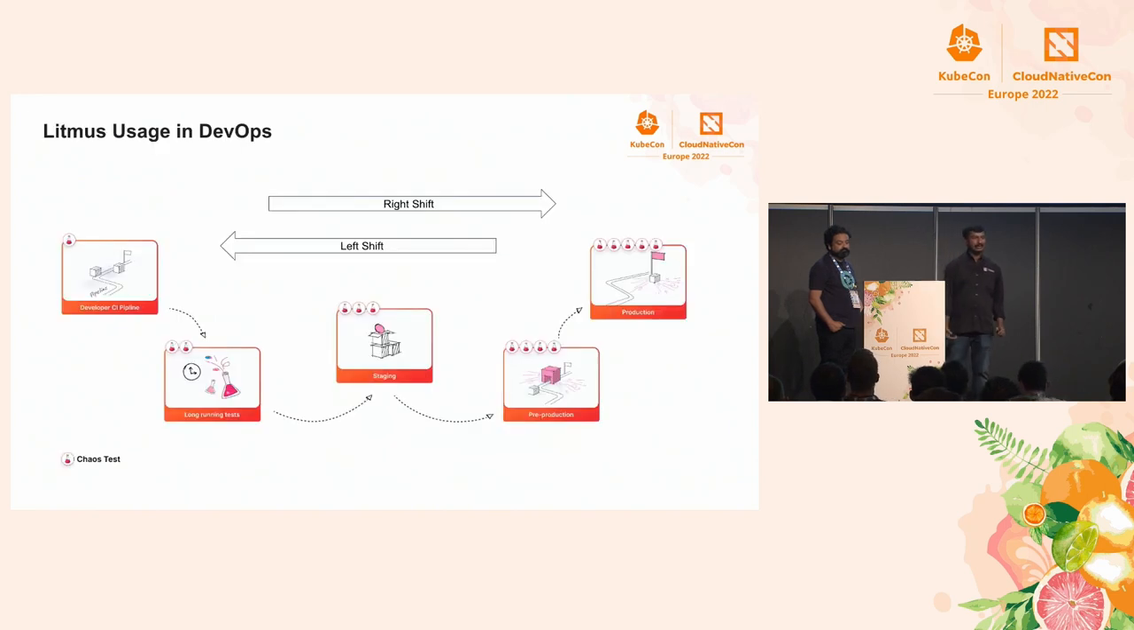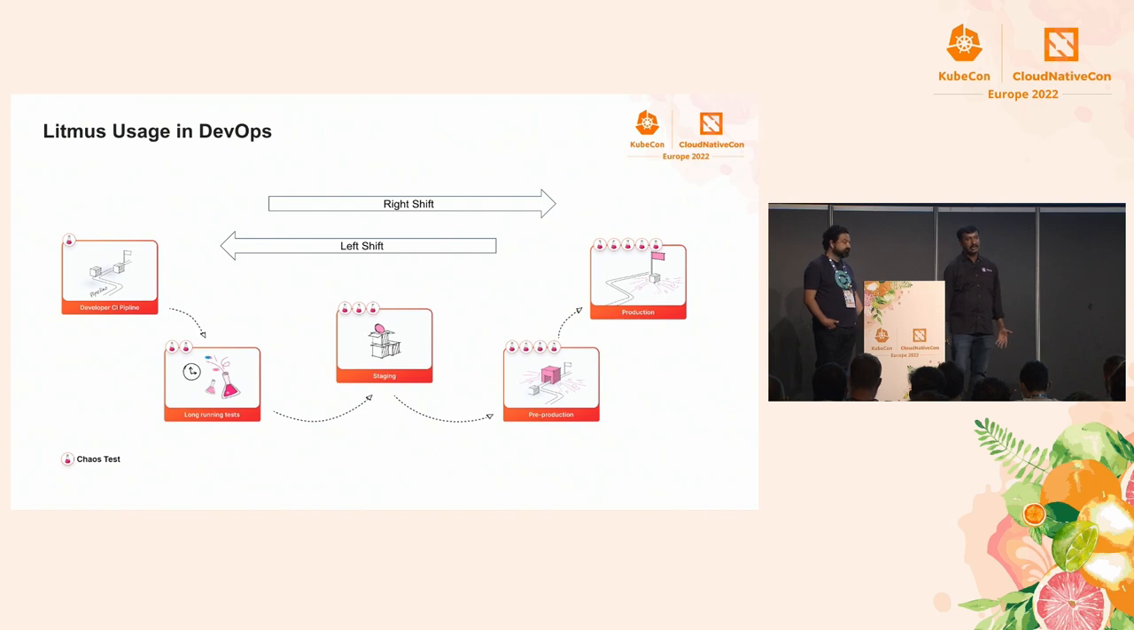This is another thing I wanted to mention. It's not necessarily that chaos is a left-shift process. Generally, what we have seen is that you start chaos as a game day in the SRE or ops ecosystem, then you try to automate them into CI pipelines. But you can always start the other way around.